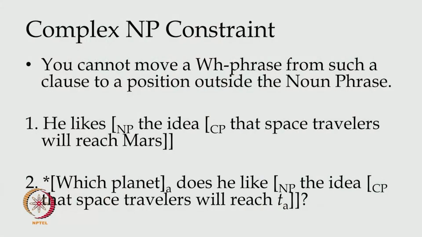Okay. Now, look at a complex NP. So, the example in one is giving you a complex NP. And the idea here is also, we cannot move a WH phrase from a clause to a position outside the noun phrase, that is, from the complex NP. So here is the complex NP. He likes the idea that the space travelers will reach Mars.